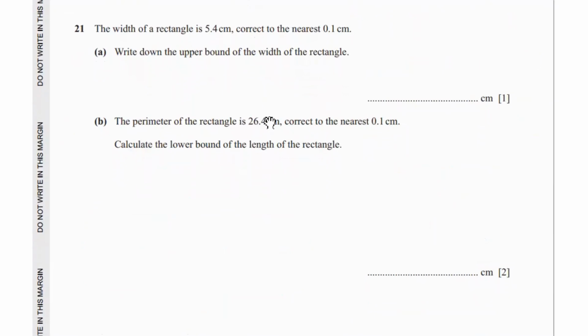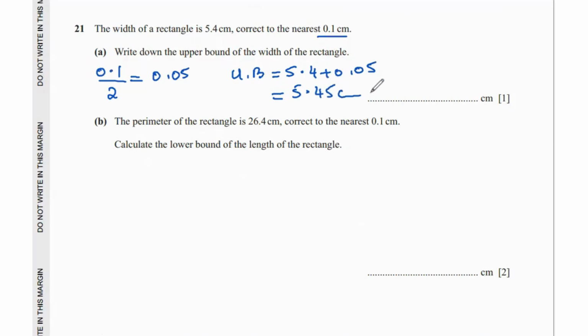Then the width of a rectangle is 5.4 centimeters, correct to the nearest 0.1 centimeters. Write down the upper bound of the width of the rectangle. So whatever it's nearest to, you divide that by 2. That's going to give us 0.05 in this case. For the upper bound, you will add 5.4 to 0.05, which is going to be 5.45. That's your upper bound.